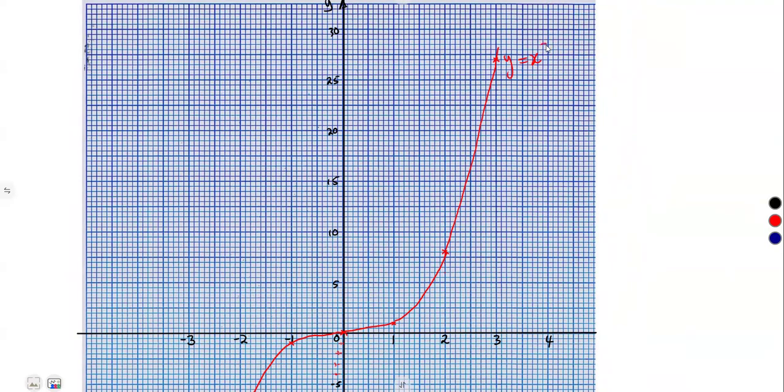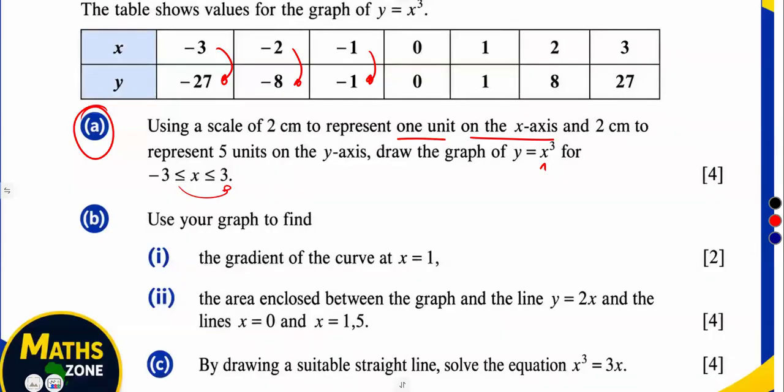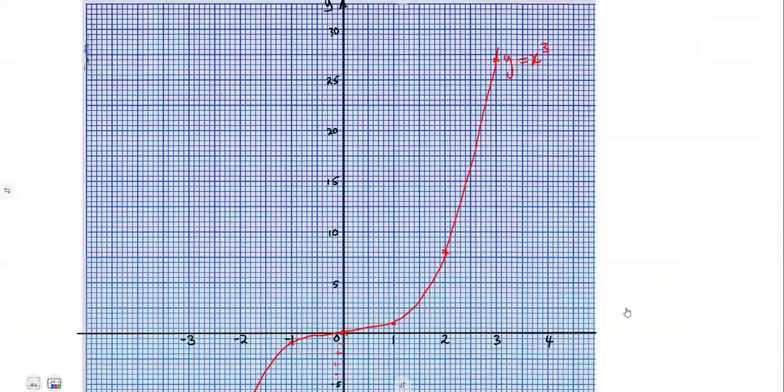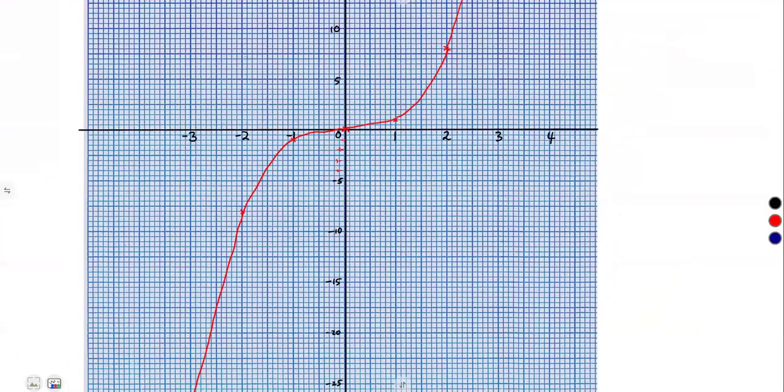Okay, so from the cubic function that we have just drawn, we are supposed to answer these questions. B, use your graph to find item 1, the gradient of the curve at x is equal to 1. Where x is 1, we need the gradient. So where x is 1, remember the gradient, we must have a suitable tangent. We have the point already, so it was going to be 1 here. We have our tangent.